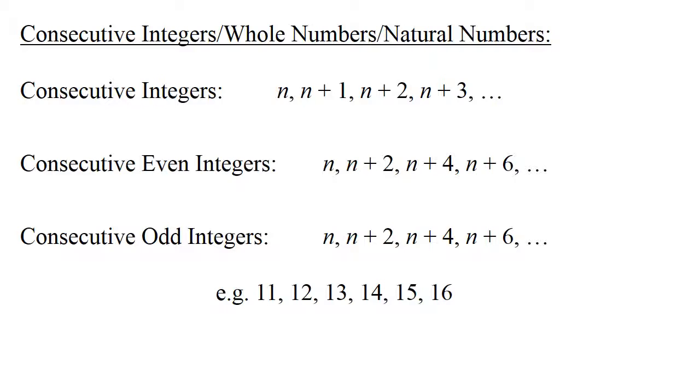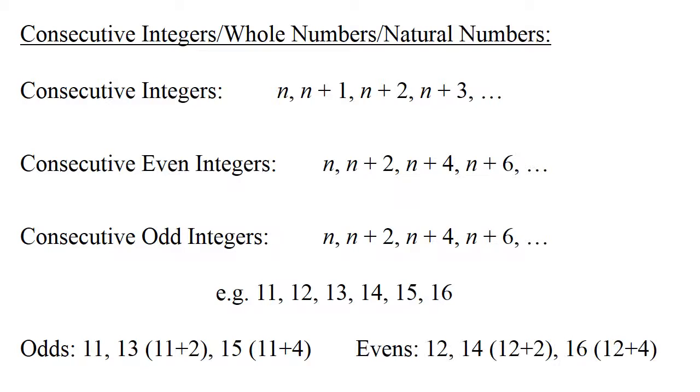Let's say I looked at these 6 numbers: 11, 12, 13, 14, 15, 16. And I said, let's look at the odd numbers. Well, the odd ones are 11, 13, and 15. Notice 13 is 2 more than 11. 15 is 4 more than 11. So see how we're adding 2 and we're adding 4 to 11 to get the spacing.